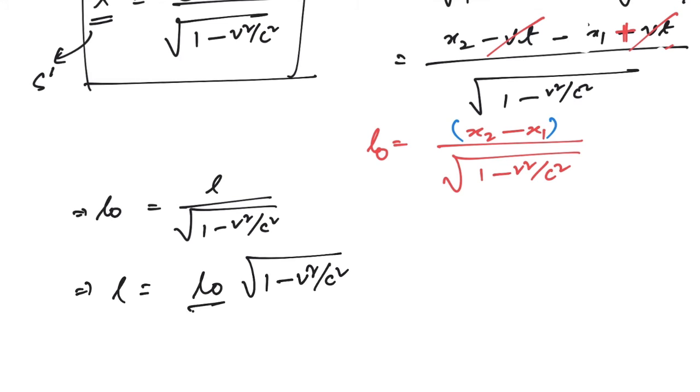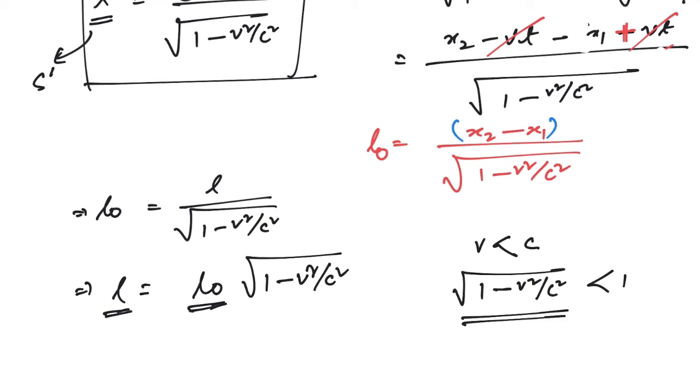So here you see, L naught is the proper length, and L is the length observed by the observer at rest. Now we cannot achieve the velocity of light, so v is always less than c, where c represents the speed of light. That's why this term is always less than 1, and when a number less than 1 is multiplied with L naught to give L, that means L naught must be greater than L.